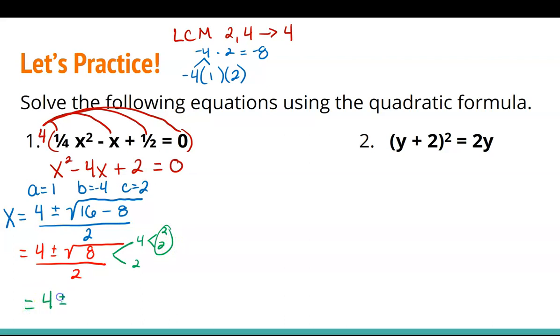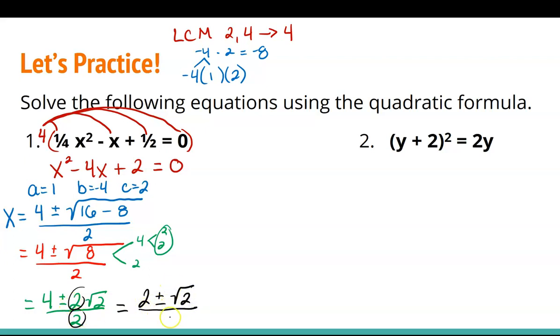So we'll have 4 plus or minus. We have a pair of 2's. We have this 2 left over. And this is all over 2. So we need to look to reduce. These can all be reduced by 2. So 4 divided by 2 is 2. 2 divided by 2 is 1. So I'm just going to leave it as square root of 2. There's no point in writing a 1 right there.